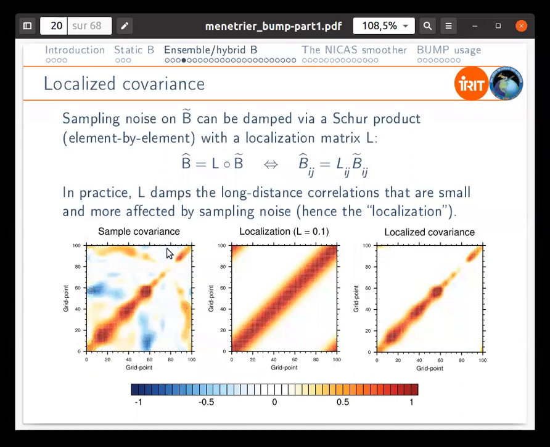So here on the left, we have the sample covariance computed with 10 members. So it's all noisy. In the center panel, we have a localization matrix, and we just do a product element by element of these two matrices on the left and in the middle, and we get the right panel. So we can see that there is still some noise on the diagonal, but we have removed most of the off-diagonal noise. And that's exactly what we want to do with localization.